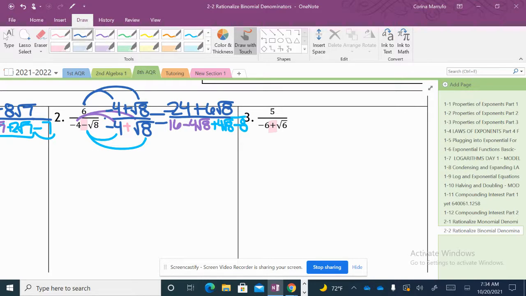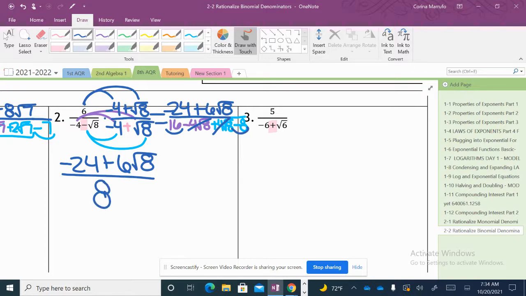The top part stays the same, -24 plus 6 in the square root of 8, and then the bottom part, we're going to simplify it. The -4 in the square root of 8 and the positive 4 in the square root of 8, those cancel each other out because one's negative and one's positive. Okay. Then all we have left is 16 minus 8, and that gives me 8.